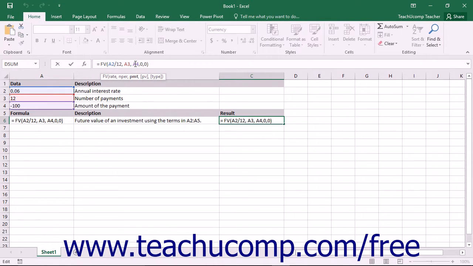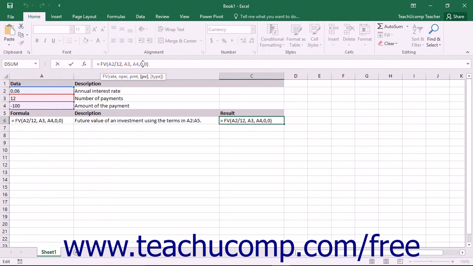This is the unchanging payment made each period. It typically includes payment and interest, but no fees. For example, if you placed $100 into an account each month for a year, the payment argument would be negative 100. Next is the present value, which is an optional argument.